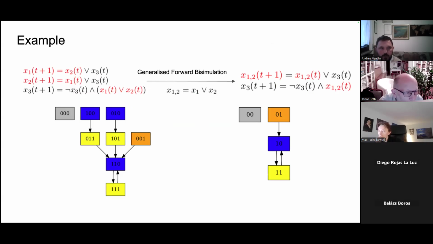This is an example where we have a system with 3 variables. These are the update functions. We aggregate x1 with x2, so we get one derived variable, x12, which corresponds to the OR of the first 2. If you build the state transition graph, you get a simpler one which is interpretable in some sense. 0 means that both x1 and x2 were false. 1 means either one of the two was true. You lose some information, but you preserve this aggregate information, okay?